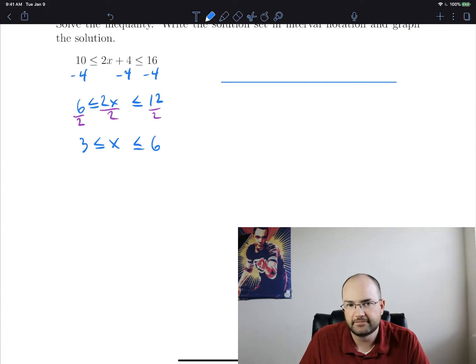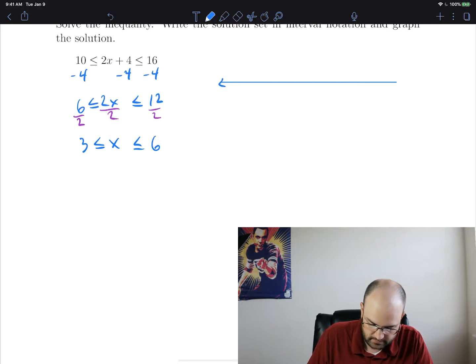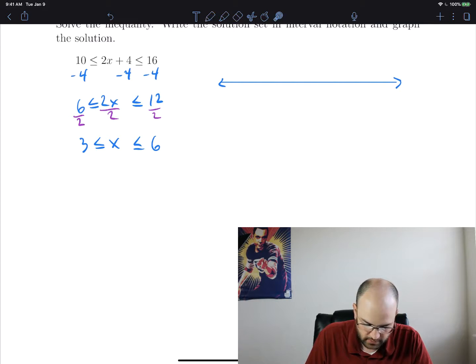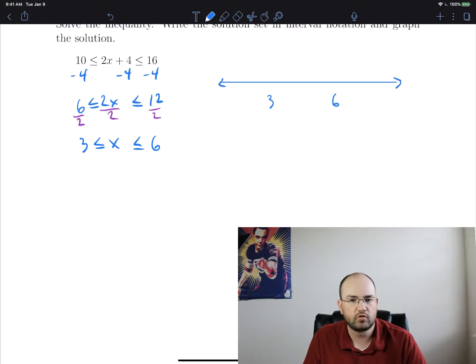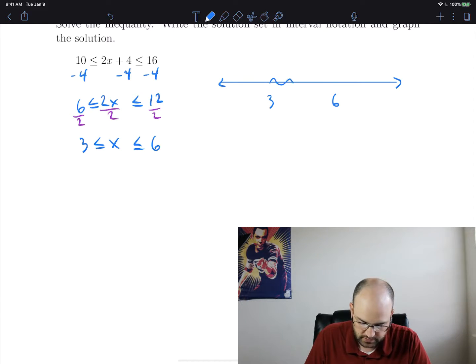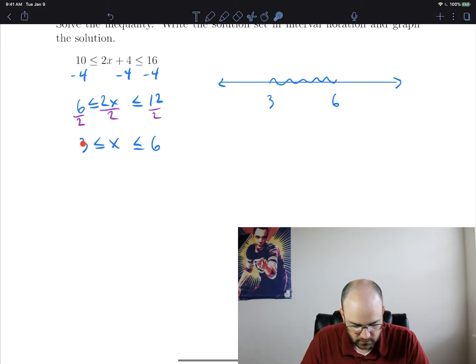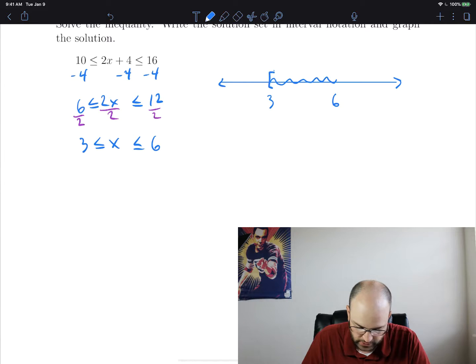But let's go ahead and graph it. Notice that 3 is to the left of 6. That's exactly what we needed. And in this form, it's everything between the two. So it's everything between 3 and 6. With the 3, we have a less than or equal to, which means square bracket. With the 6, we have a less than or equal to, which means square bracket.